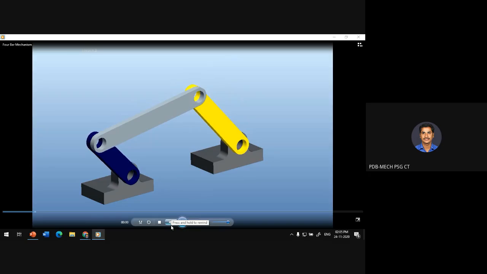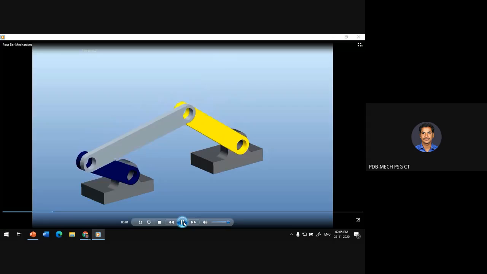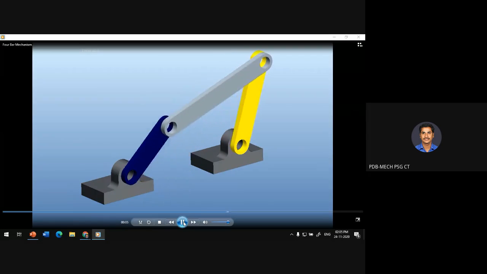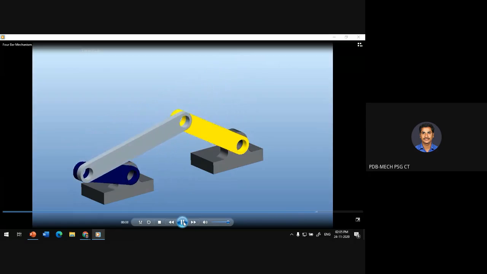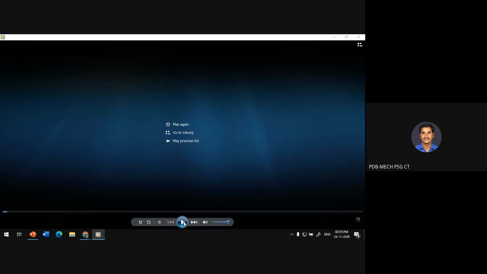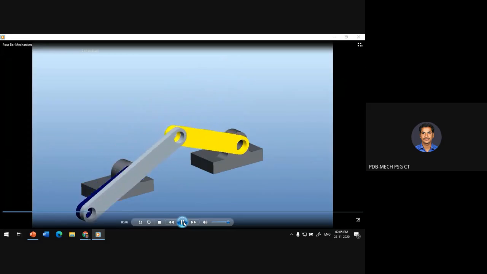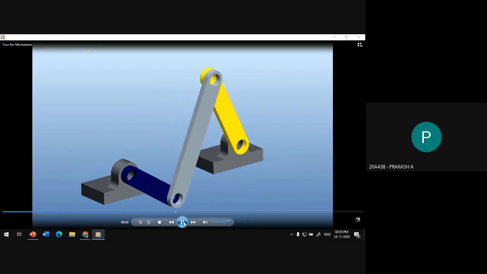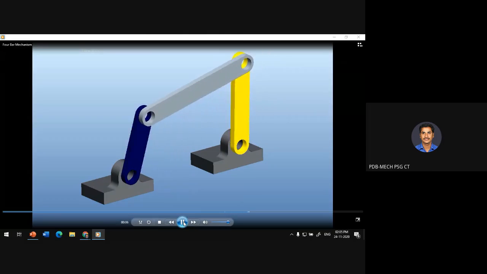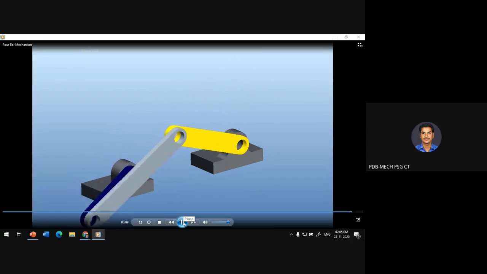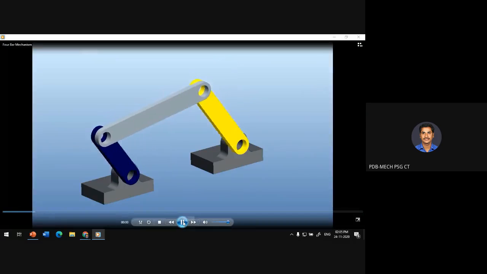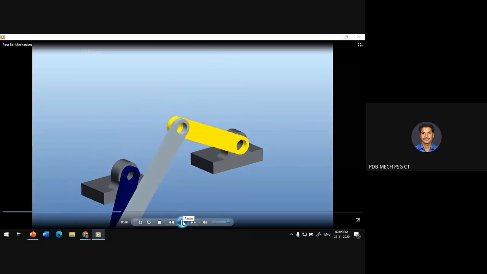Now please try to listen to the motion of all the links. So see how the blue color input link rotates, how the output link rotates, and how the coupler moves. Please see this animation and tell me. Are you able to view the crank rotating 360 degrees? Yes or no? Yes, sir. What is the output link making? When the input link is rotating 360 degrees, what is the output link making?